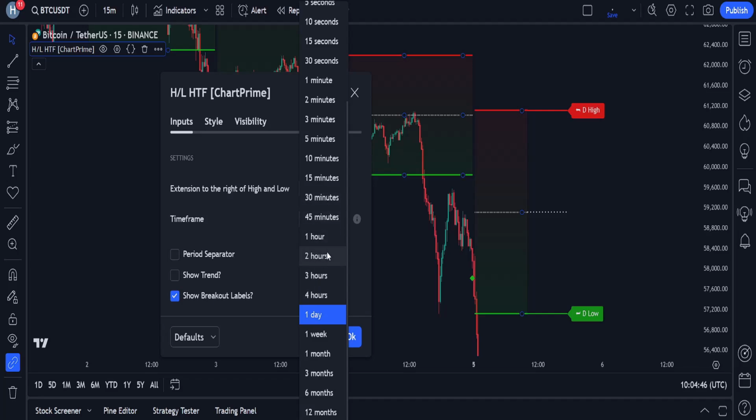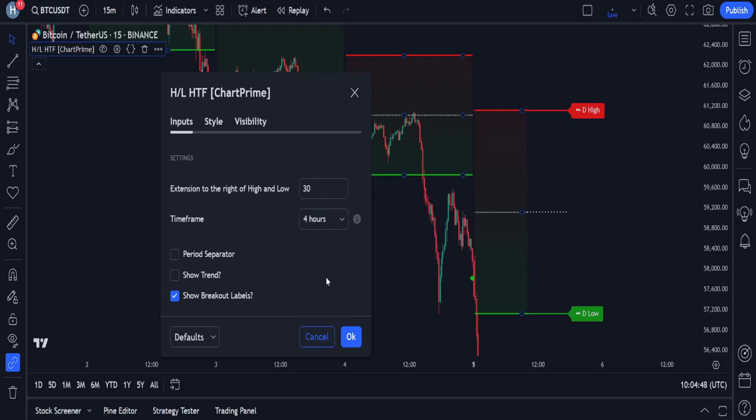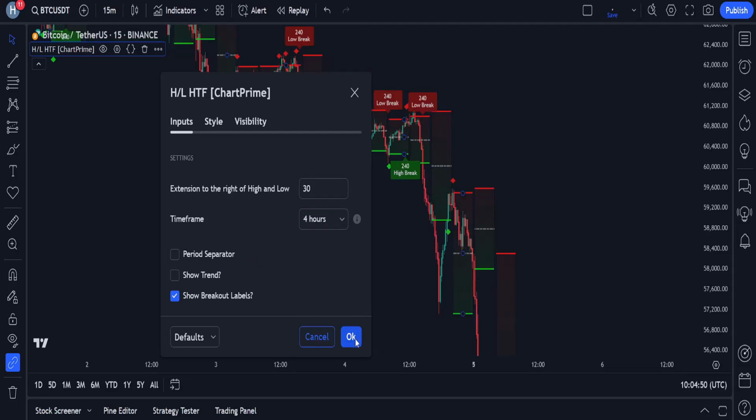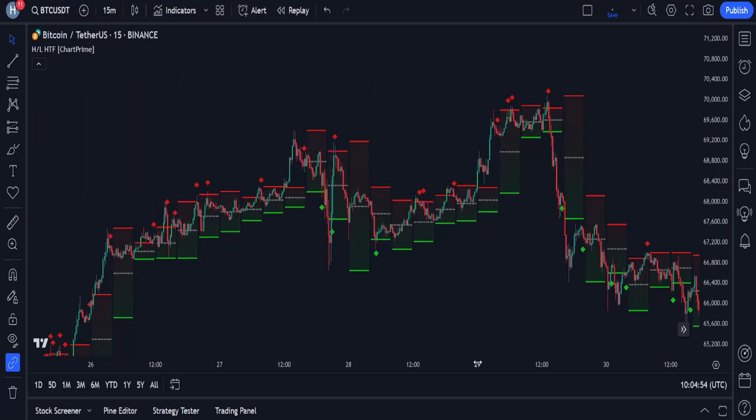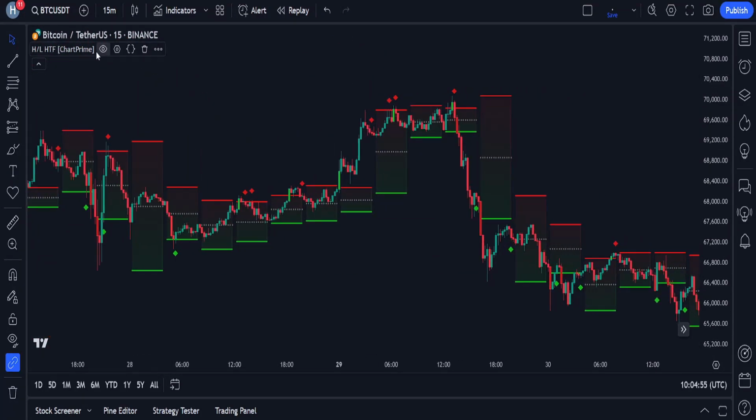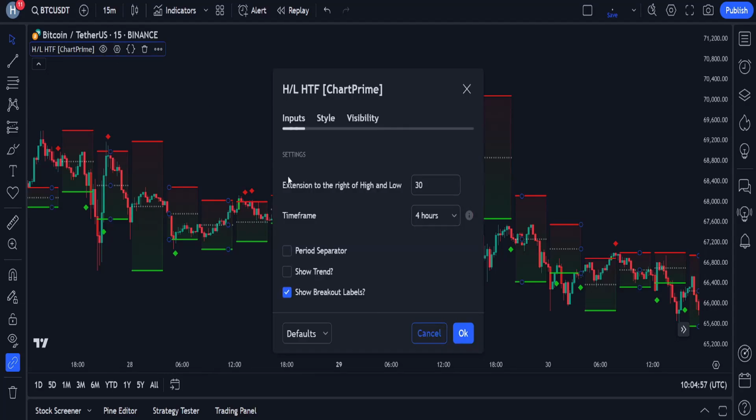But since I'm going to be using this on the 15-minute time frame of Bitcoin, I think the 4-hour time frame is the better option. If you're using any time frame lower than 15 minutes, you have to do your own testing to figure out the specific options for that. If you want stronger but less frequent signals, then the higher the time frame, the better. We're only going to enable this option between these three.